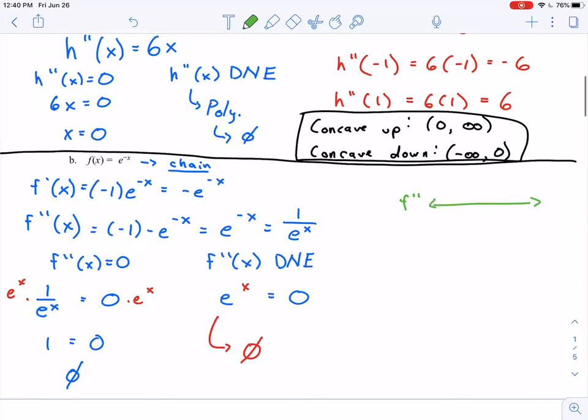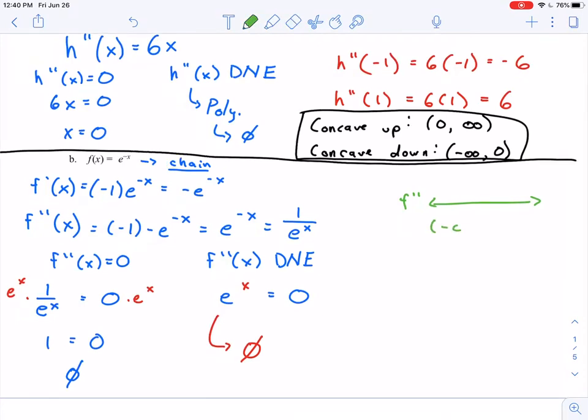Normally, if you think about what a partition number does, it splits the number line up into two chunks. So you've got this interval on the left and this interval on the right. Well, we don't have that this time around. We just have the one big number line. We really have negative infinity to positive infinity. There's nothing to break up our number line. Which means I can actually take whatever number I want and plug it into the second derivative, f double prime of x. I can pick any number.